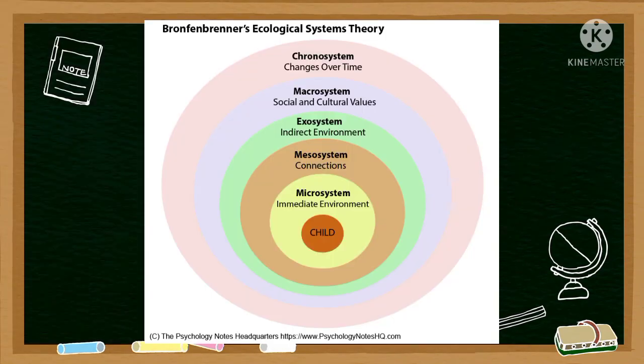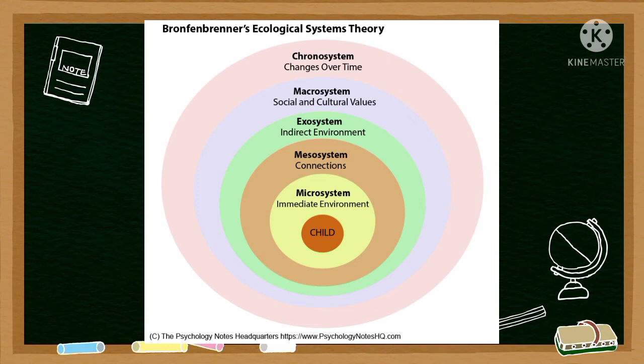Bronfenbrenner divided a person's environment into 5 different systems. First is the microsystem, then the mesosystem, the exosystem, the macrosystem, and the chronosystem. The microsystem is the immediate environment in which the child lives. The mesosystem is a combination of 2 or more microsystems. For example, a child's mesosystem might be home and the school.